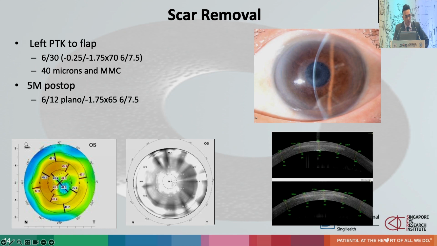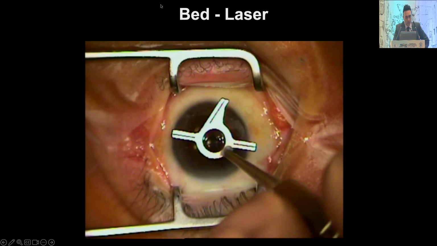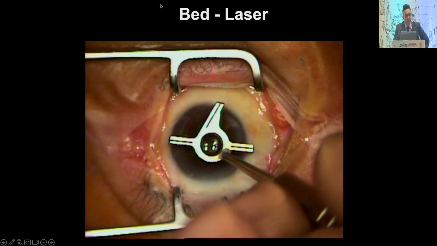And normally, once you leave it and it settles down, you can see at 5 months post-operatively you get a reduction in the initial swelling, and you can get some improvement in the visual acuity. You then go back a few months later, and what we do is you go back and lift the same flap up, and this time we laser the bed.